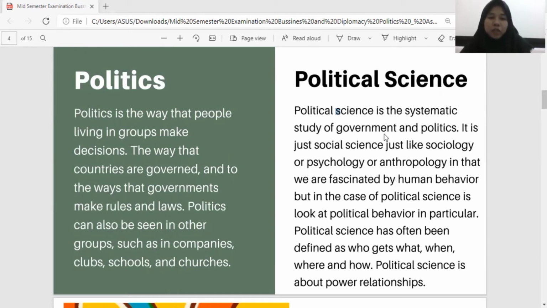It is a social science, just like sociology or psychology or anthropology, in that we are fascinated by human behavior. But in the case of political science, we look at political behavior in particular. Political science has often been defined as who gets what, when, where, and how. Political science is about power relations.